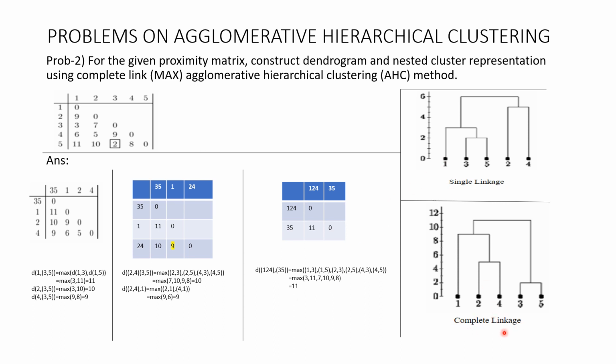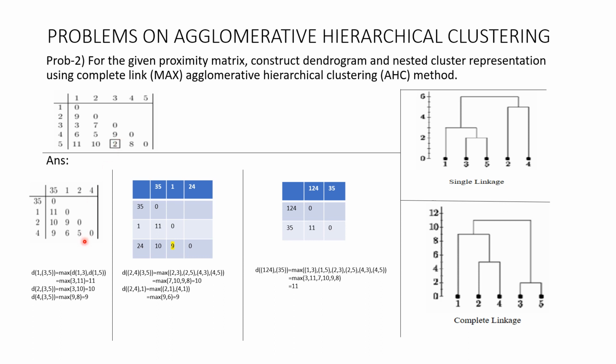This is for complete linkage. Please see this diagram. First, which one did we merge? We merged 3 and 5. That's what is given here. 3 and 5 were merged with a distance of 2.